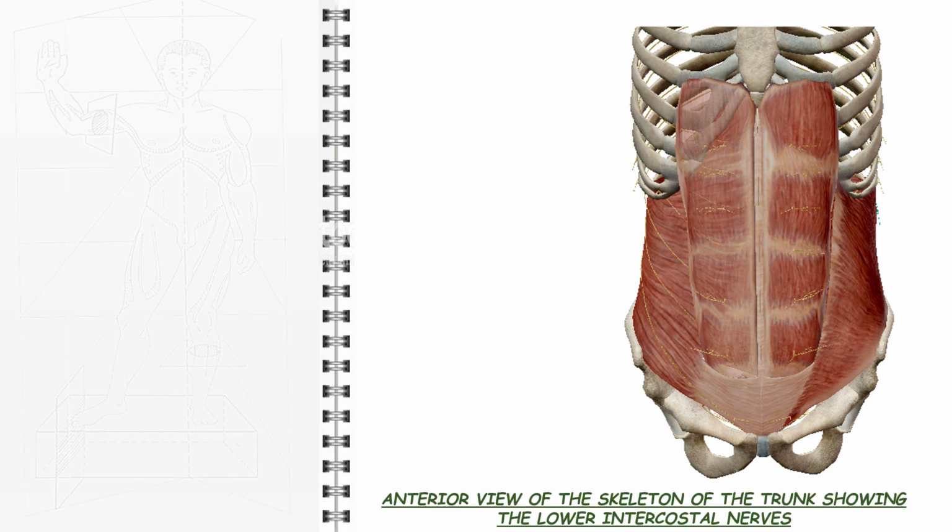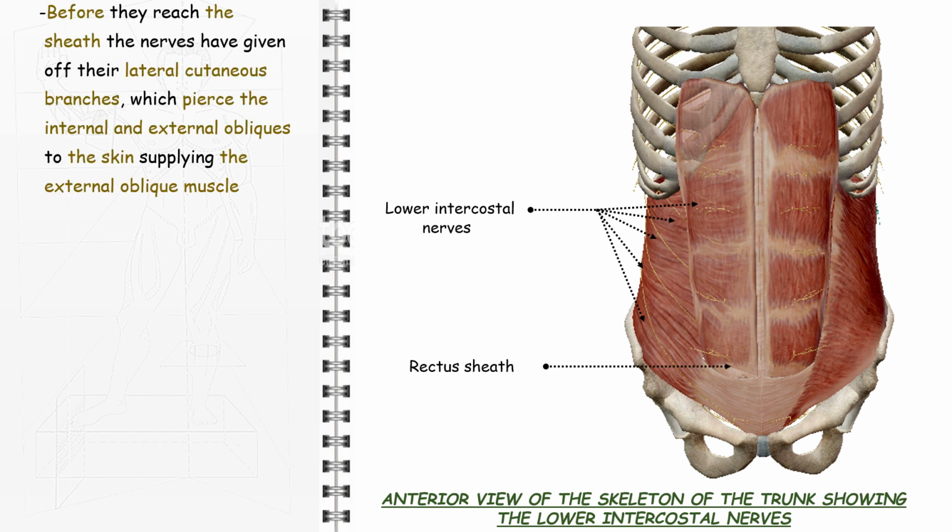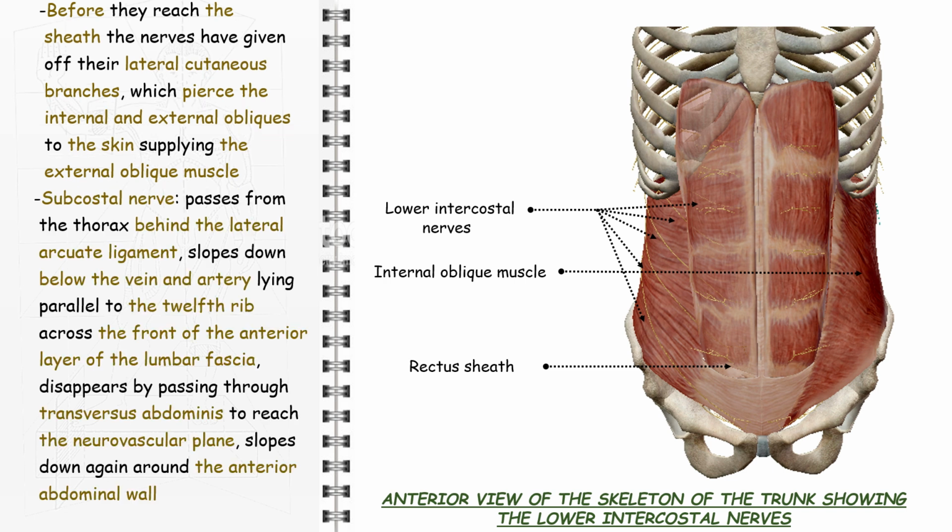Before they reach the sheath, the nerves have given off their lateral cutaneous branches, which pierce the internal and external obliques to the skin, supplying the external oblique muscle. The subcostal nerve passes from the thorax behind the lateral arcuate ligament, slopes down below the vein and artery lying parallel to the 12th rib across the front of the anterior layer of the lumbar fascia, disappears by passing through transversus abdominis to reach the neurovascular plane and slopes down again around the anterior abdominal wall.